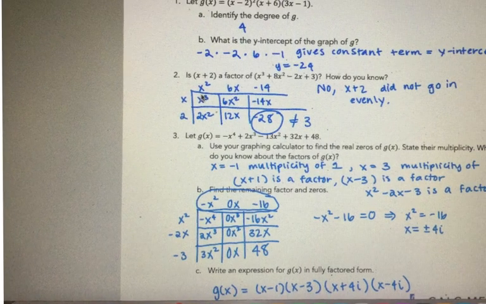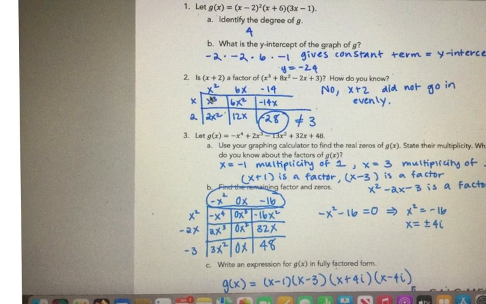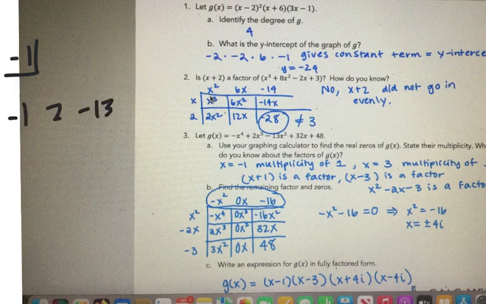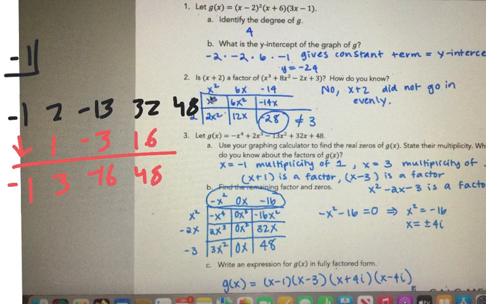For me, I wouldn't do it that way. So let me work B the way I would work it out, so you guys can see. If I know negative 1 is a factor, then I'm going to do synthetic division with negative 1 up here in my box. Write your coefficients. Negative 1, 2, negative 13, 32, 48. Bring down the first one. Multiply. Combine. Multiply. Combine. Multiply. Combine. Multiply. Combine. So because this last one's a 0, I know it's a factor.